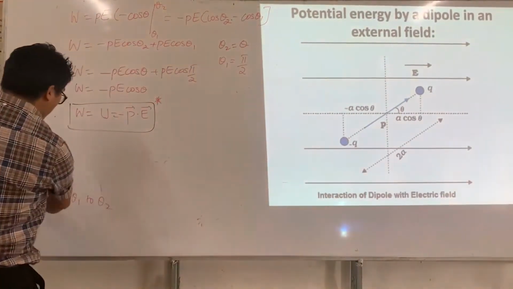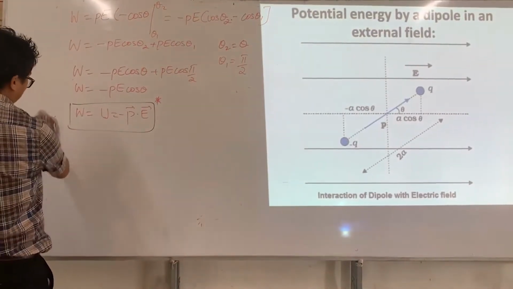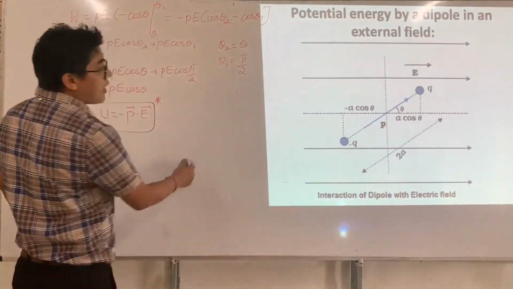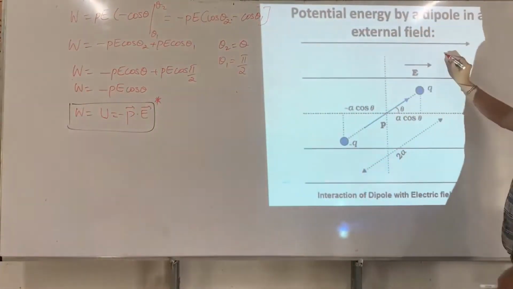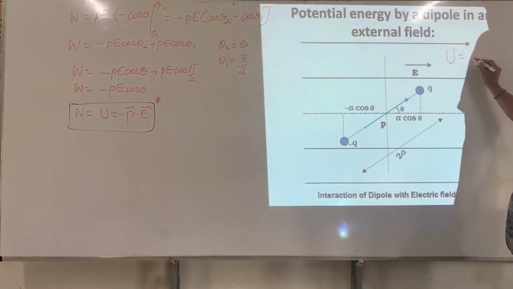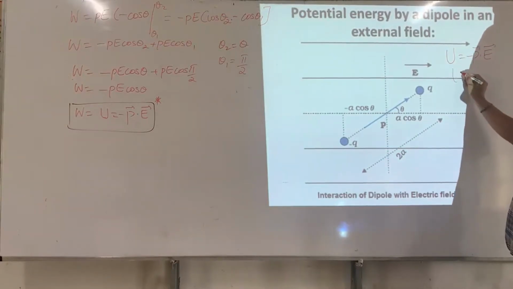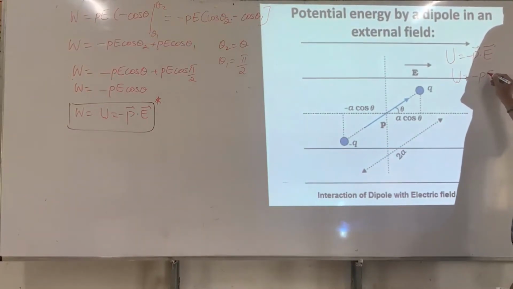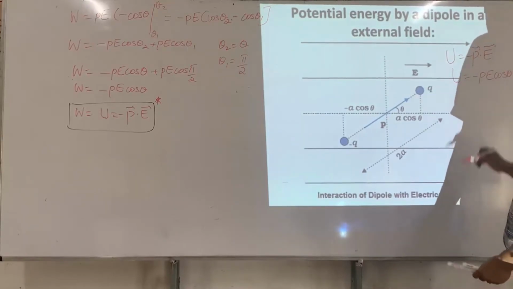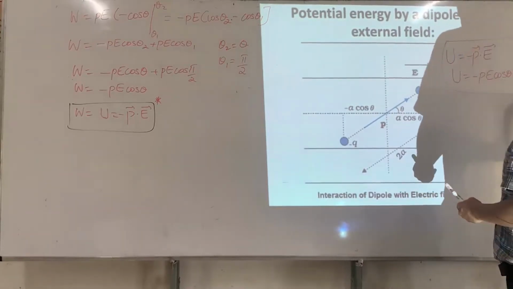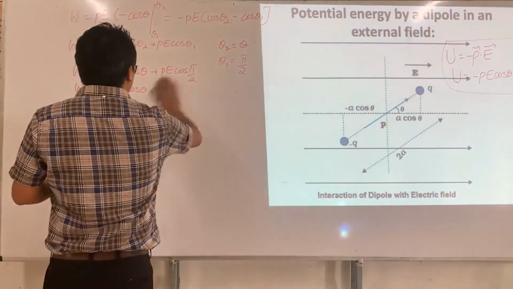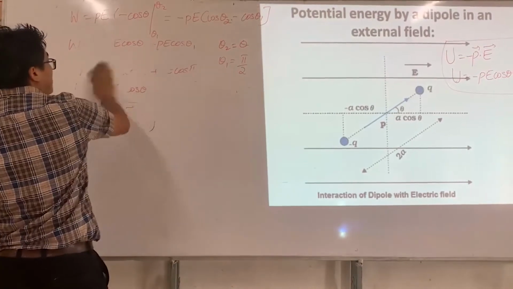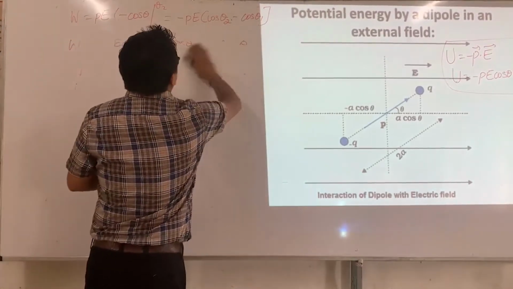Now the second method I'm going to apply is to assemble. How much work is required to assemble Q1 and Q2? So I'll write here the final expression: potential is equal to minus P dot E, which can be written like minus PE cos theta. Now I'll use the second method to bring or assemble plus Q and minus Q in an external electric field.